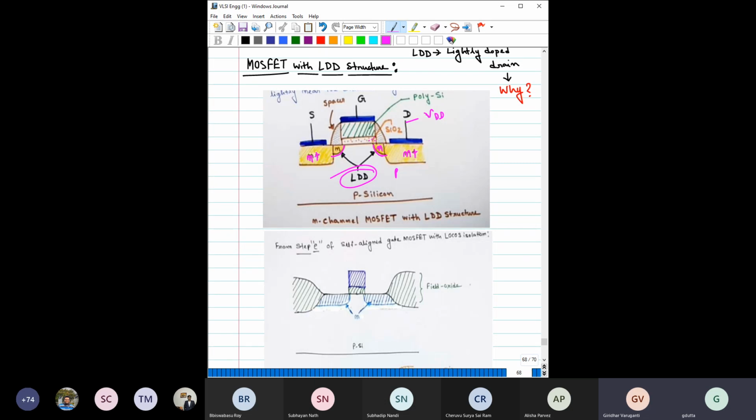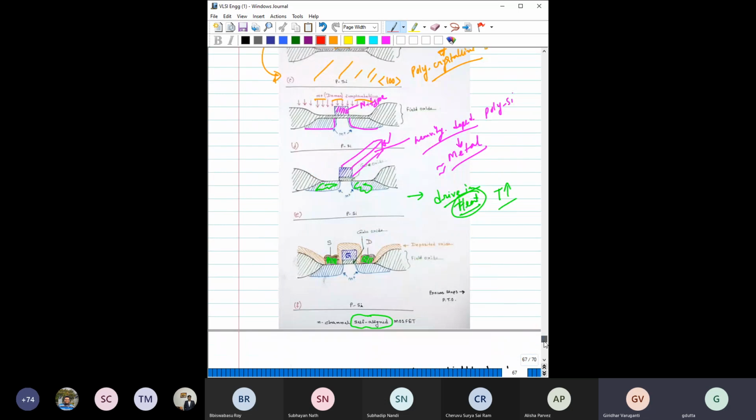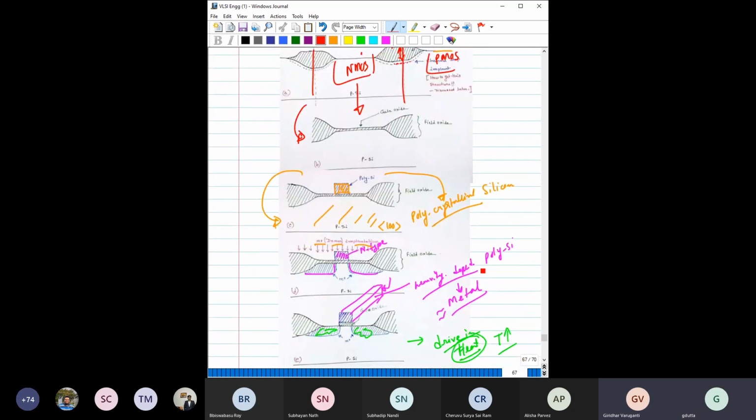Now the question is, how do you make this LDD structure? Not difficult. If you consider our previous discussion, this structure we have already realized in our previous self-aligned process. If you want me to show, I have already written step E from the self-aligned process. So let us go to that step E.